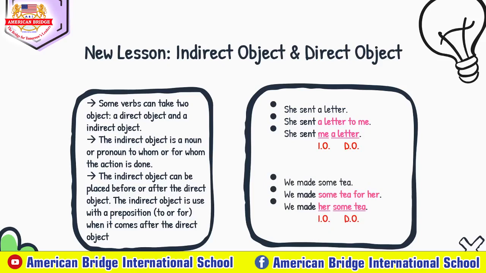Now, another example in here is this sentence: we made some tea. We made some tea for her. And we made her some tea. Same as our first example, the last sentence in here also has a pronoun. So as you can see, the third sentence in our second example also has a first underlined word that is a pronoun. Therefore, this is an indirect object. And the direct object in here is some tea. So I hope every one of you got the explanation clearly.